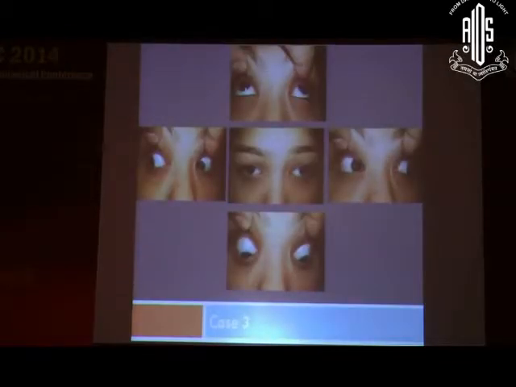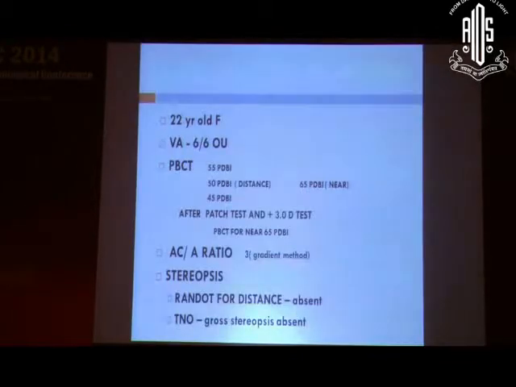Now another spectrum. Again we have a patient, a 22-year-old female, with visual acuity again 6/6 in both eyes. The point to notice is that the PPCT values for distance were around 50 and for near around 65. So as you can see in this case, the PPCT values are more for near, and even after doing a patch test and a plus 3 diopter test, the PPCT values for near remained at around 65 prism diopters. The AC/A ratio was on the slightly lower side, around 3 by the gradient method. Stereopsis was absent by both Randot as well as TNO.